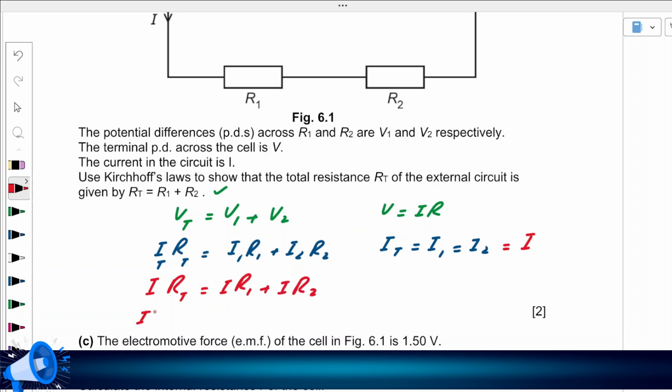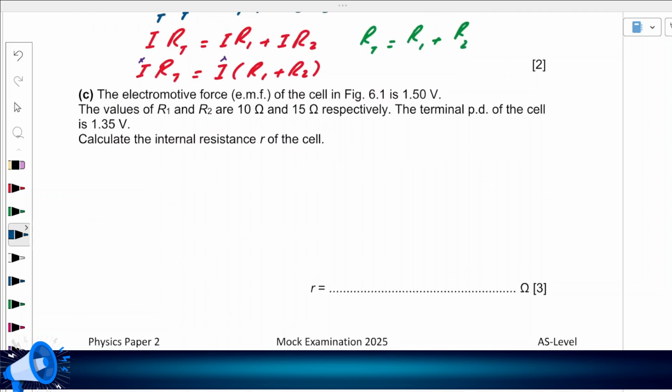What do you do afterwards? You can take I common from the right side. And to be honest, I've seen every kind of derivation of this expression in the papers. As soon as you start believing you have now seen the worst one, there comes another one, challenging the worst one. Okay, then we have part C.